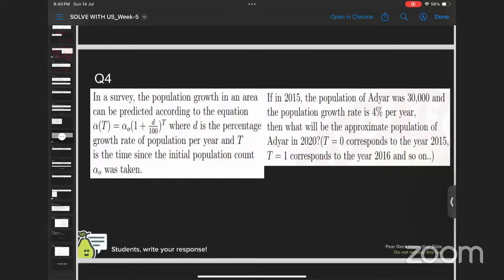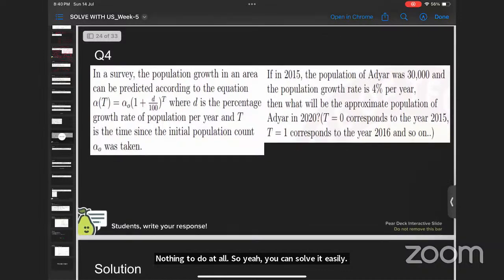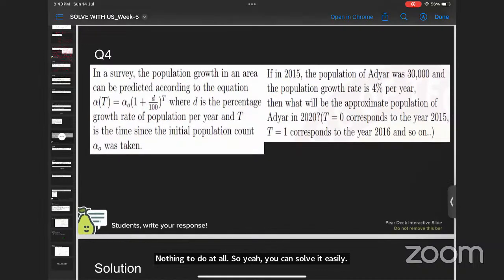Just read the question carefully. It's a pretty simple question. Nothing to do at all. So you can solve it easily. It's just a straightforward question. Okay, so we have one answer, 36499.